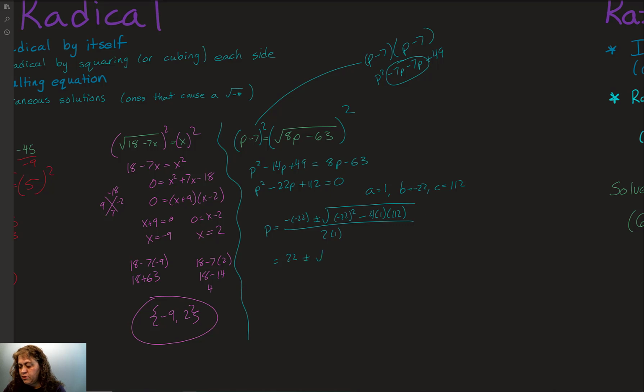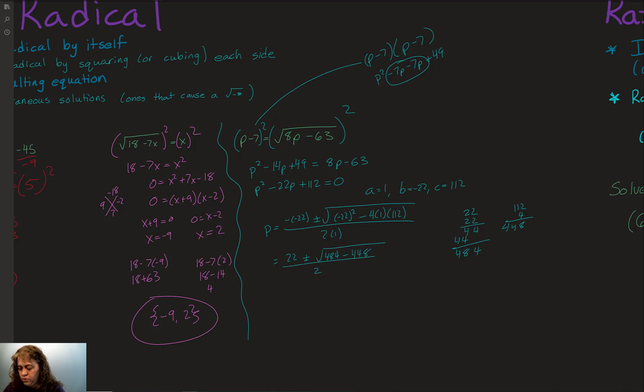22 plus or minus the square root. 22 times 22, 44. So that'd be 484 minus 4 times 112 is 844.